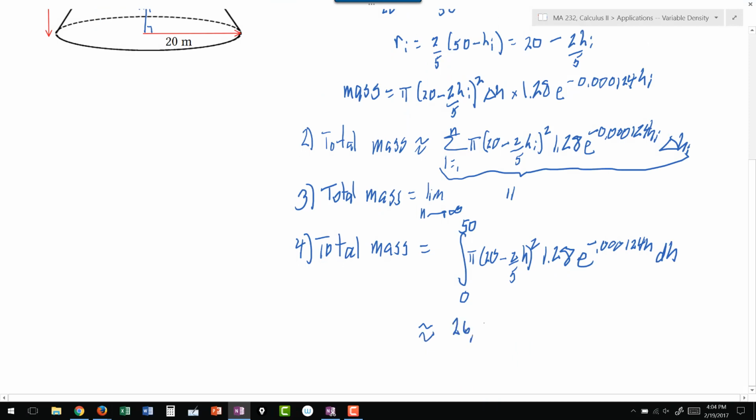To finish up our problem, we just note the numerical value. We want to pay attention to our units. What we were doing is finding the total mass of air. So those units are kilograms of air contained in the cone, and that completes our problem.